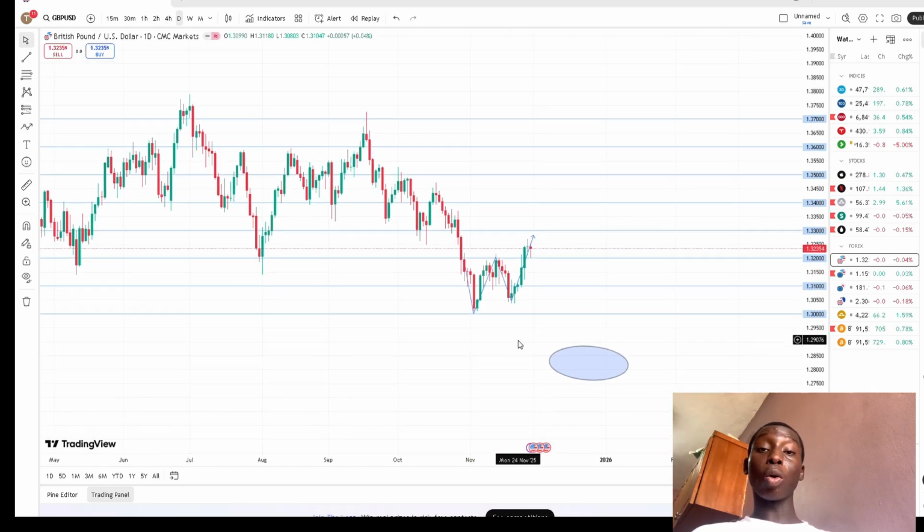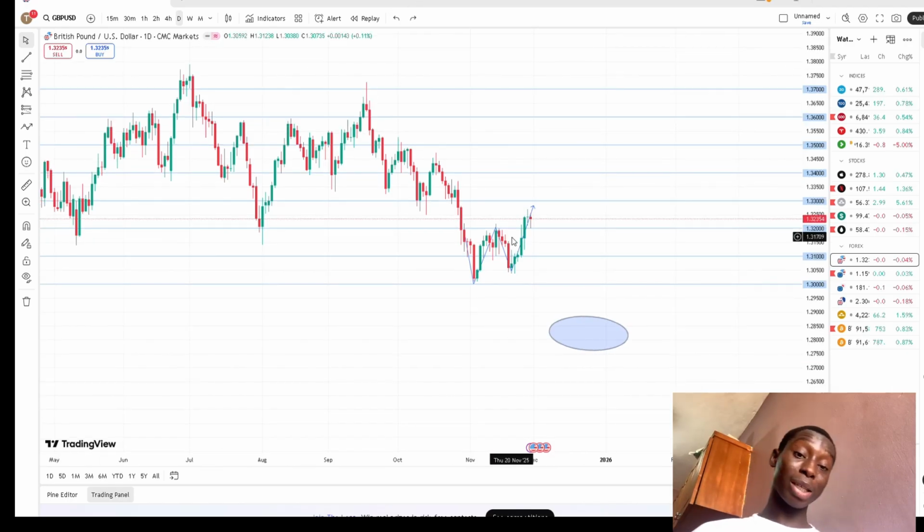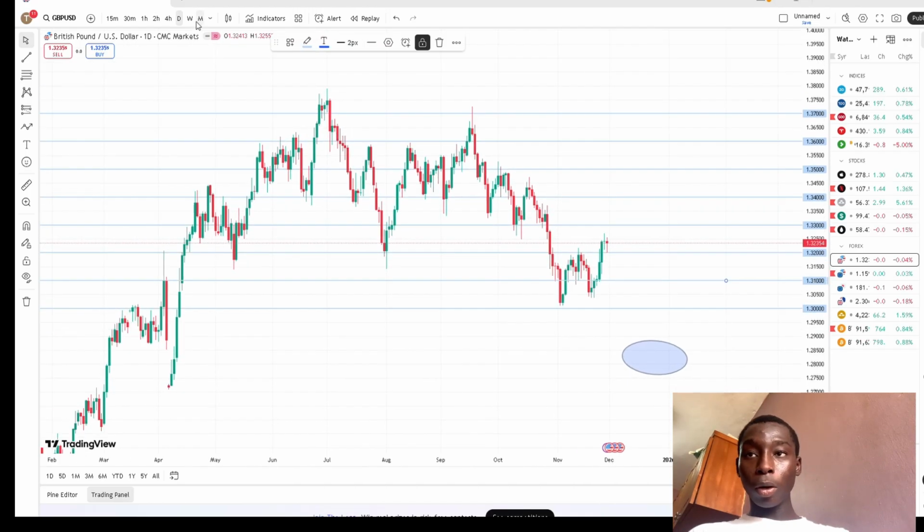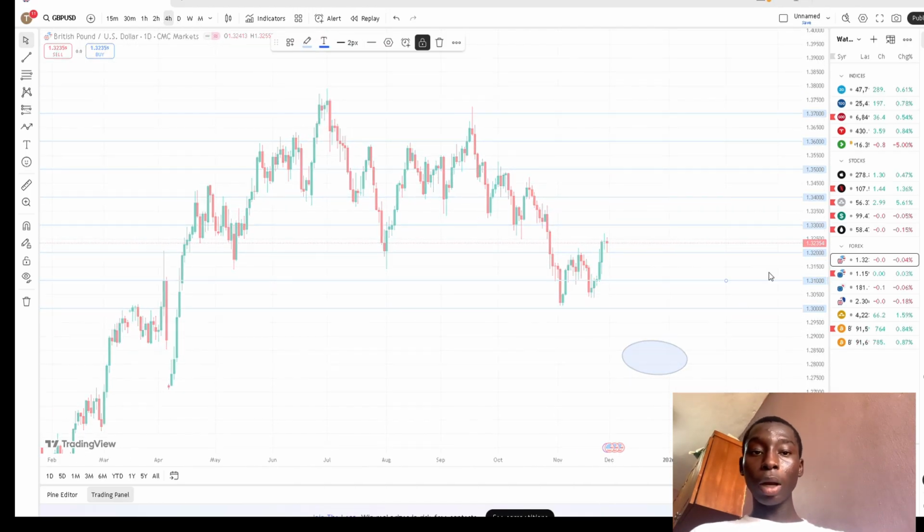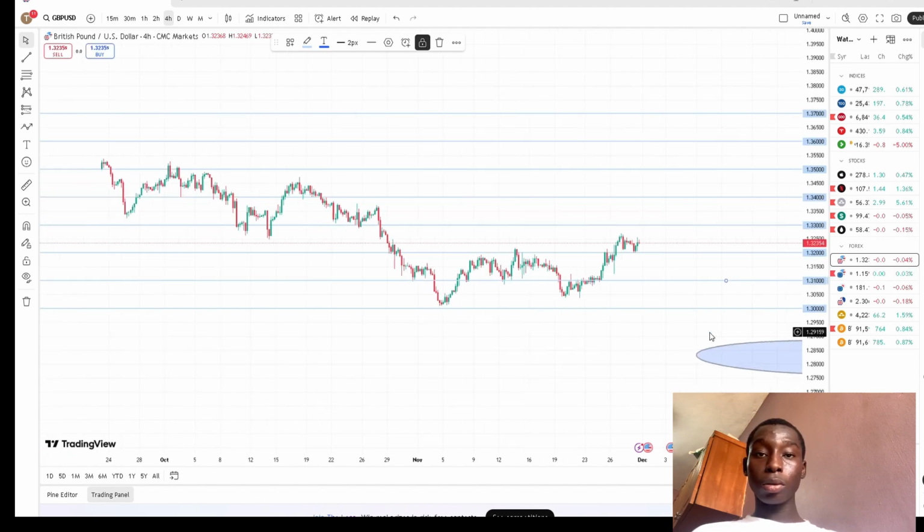So basically what price is trying to tell us is that the market is changing from a downtrend to an uptrend. That is what price is basically telling us on the daily time frame. So moving on to the 4-hour time frame to check for more confirmation.